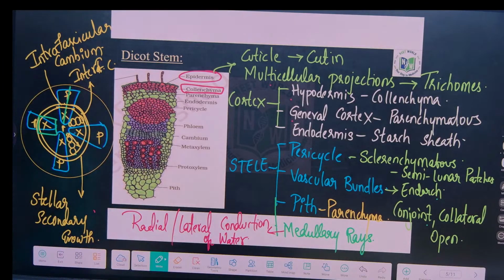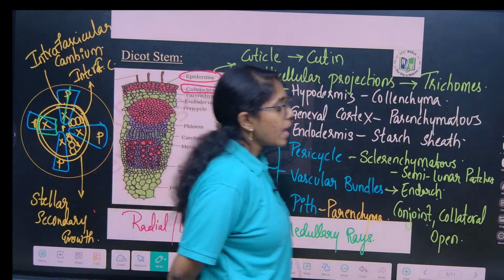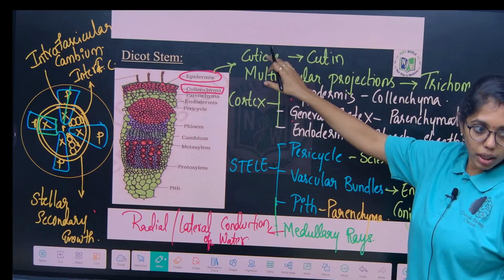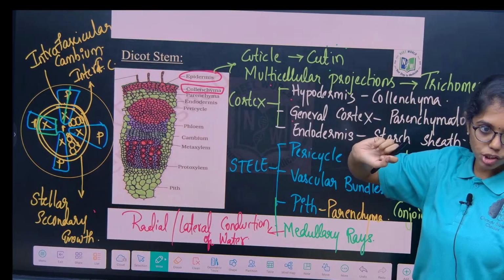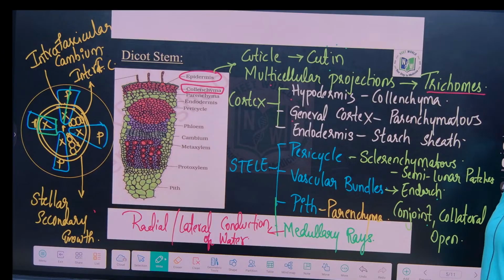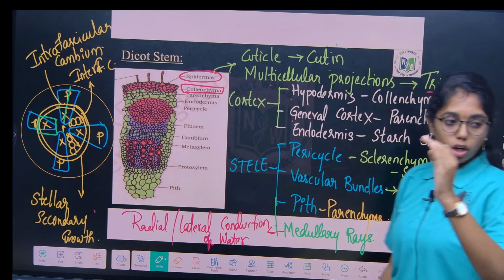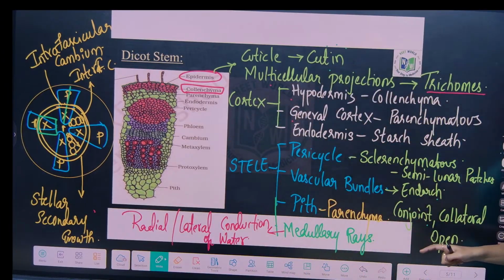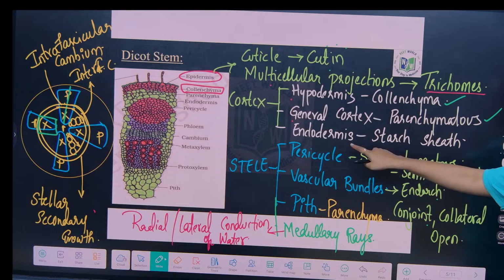Once again, a quick gist from dicot stem. Epidermis over here is covered by what? Cuticle. It has cutin which is impervious for gaseous exchange, and it has multicellular hair-like projections called trichomes. Below the epidermis you have what? Cortex region. It is three-layered: hypodermis, general cortex and endodermis. Hypodermis is collenchymatous, general cortex is parenchymatous, endodermis has starch sheath. The last layer of the cortex region is endodermis, remember.